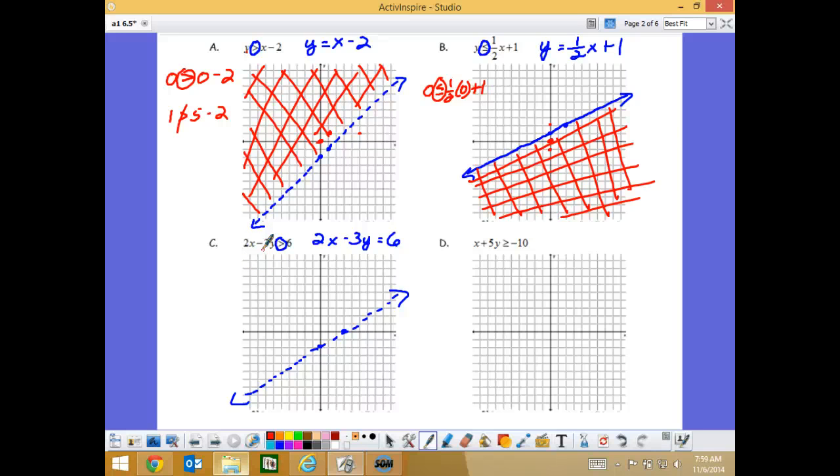So, once again, this line does not go through the point (0, 0), so we're going to choose that to plug in. 2 times 0 is 0. 3 times 0 is 0. Now, 0 minus 0 is not greater than 6. So then, this point is not in the shaded region. So we're going to shade the opposite side of the line. So we're going to shade down here.